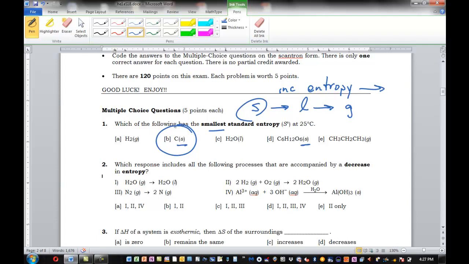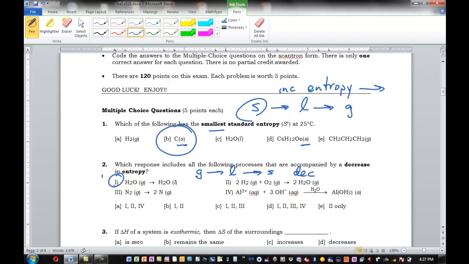All right. Problem 2. Which response includes all the following that are accompanied by a decrease in entropy? So we're going from more dispersed energy to less dispersed. Or we can simply think of from more disorder to more order. All right? So again, solid liquid to gas is an increase. If we go the other way, gas to liquid to solid, that would be a decrease. So look at number 1, gas to liquid.